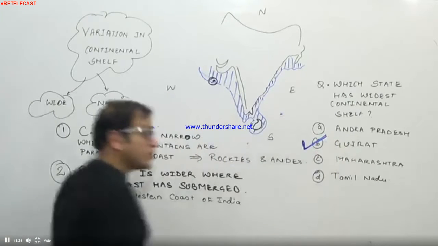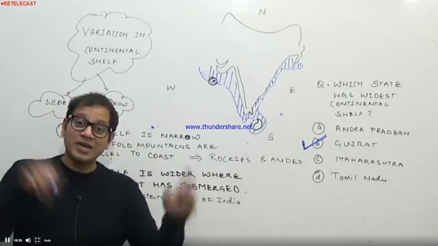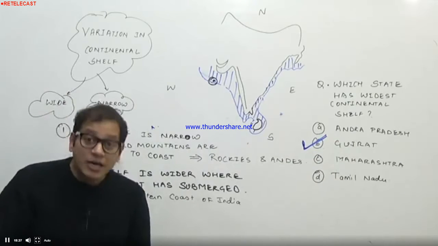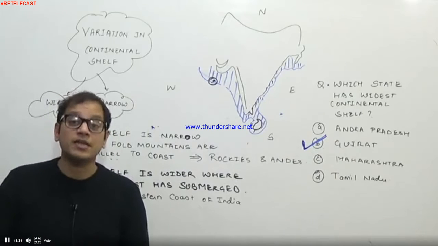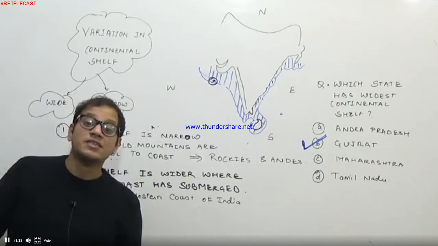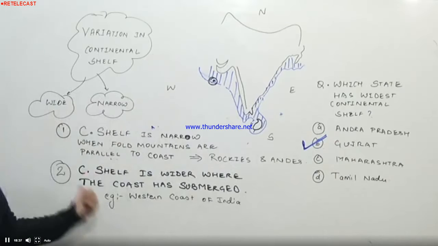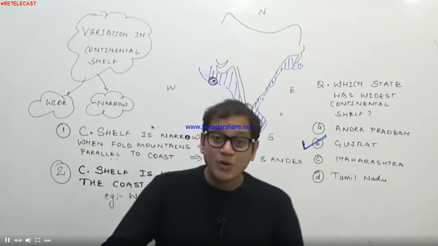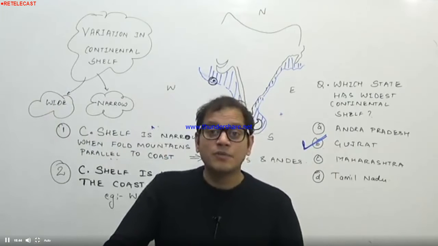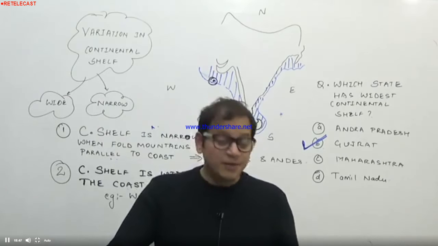Why? Because the continental shelves are wider when the coast has submerged. Krishna's Dwarka had submerged. The entire western coast is an example of a submerged coastline, and the entire eastern coast is an example of an emerged or outcoming coastline. So therefore the continental shelf is wider on the western coast of India. How is it reflected in the economy? I will do that at the end of this lecture.